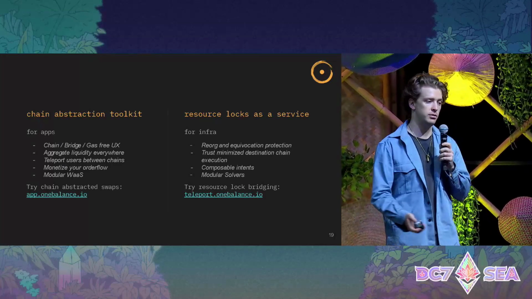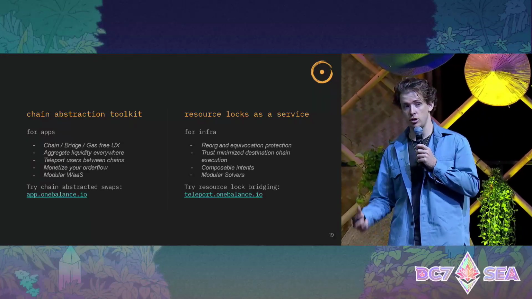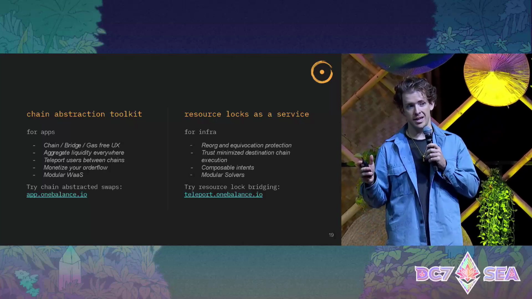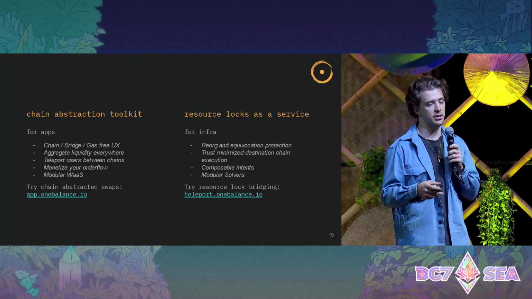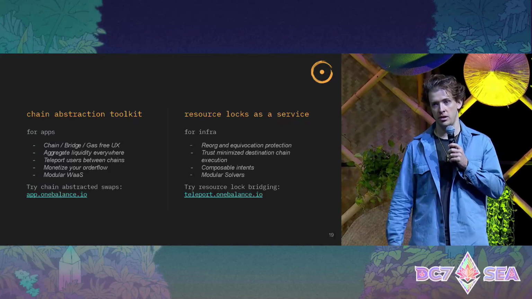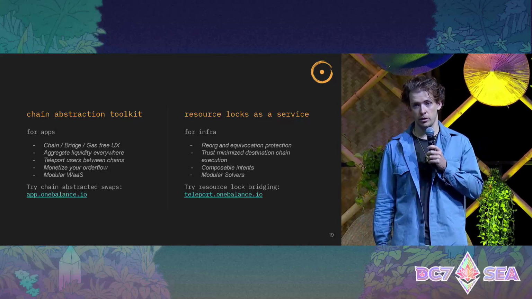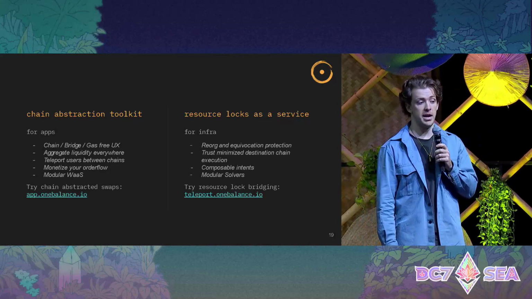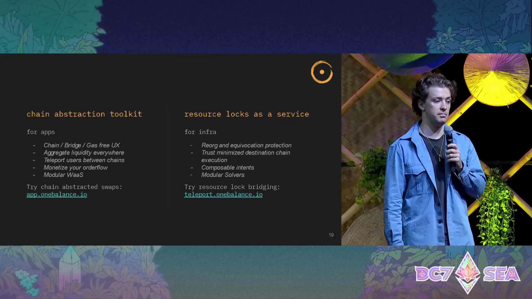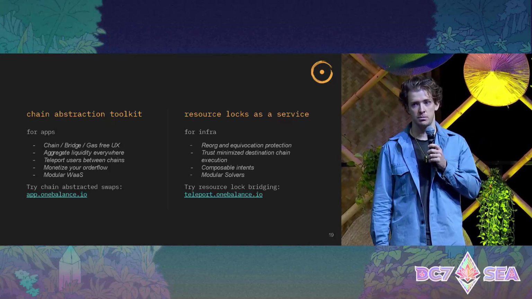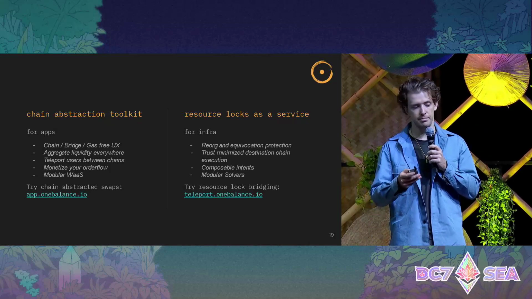We also implemented just before Devcon what we call teleport. So this is a token wrapper for ETH that allows you to instantaneously send ETH to any other chain or rollup without having to wait for inclusion time. And so, yeah, it's a really cool way to be able to transact on any chain at the speed of that destination chain.